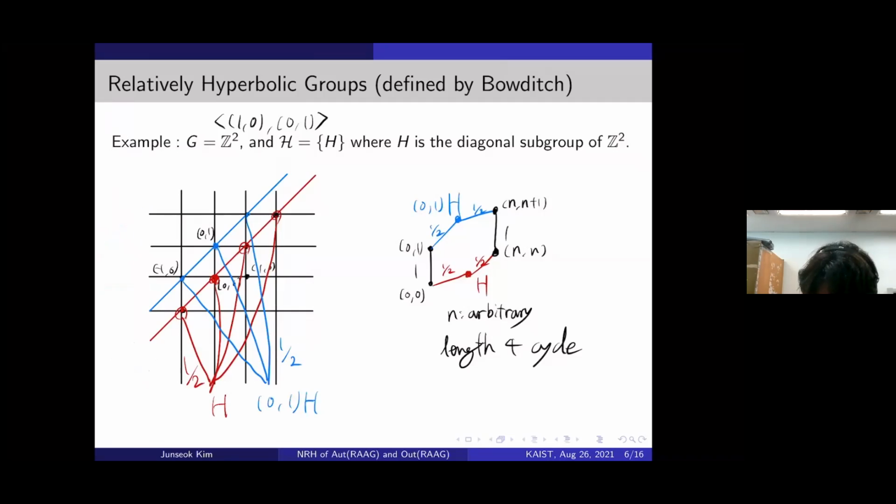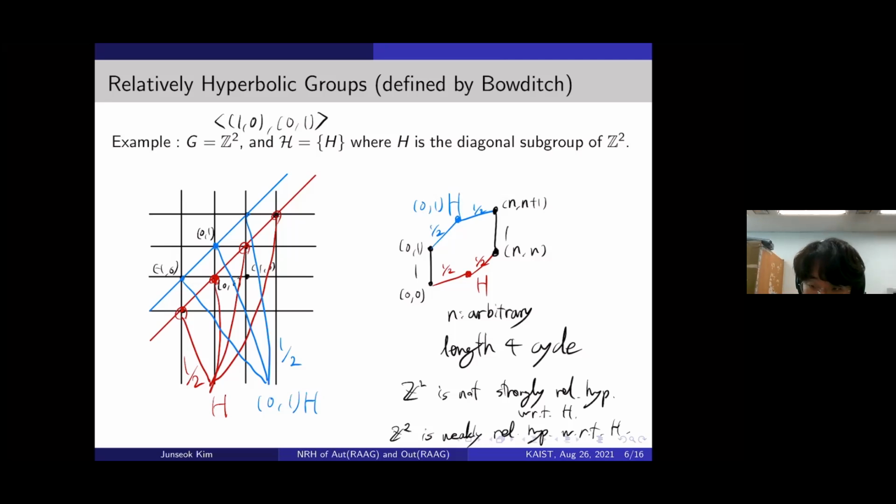The edge here, joining (0,0) and (0,1), is contained in infinitely many simple cycles of length 4, because we assume that n was arbitrary. So the second condition does not hold, and thus Z squared is not strongly relatively hyperbolic with respect to the diagonal subgroup H. In fact, Z squared is weakly relatively hyperbolic with respect to H. But let me skip the details.